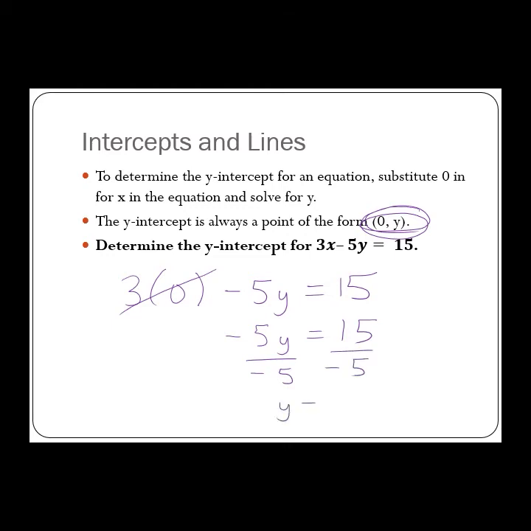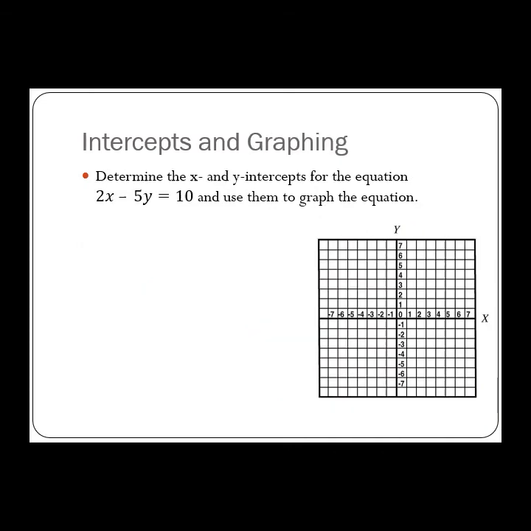And we get y equals negative 3. Remember, we're dividing to get the y by itself. So we have (0, -3) as the y-intercept.